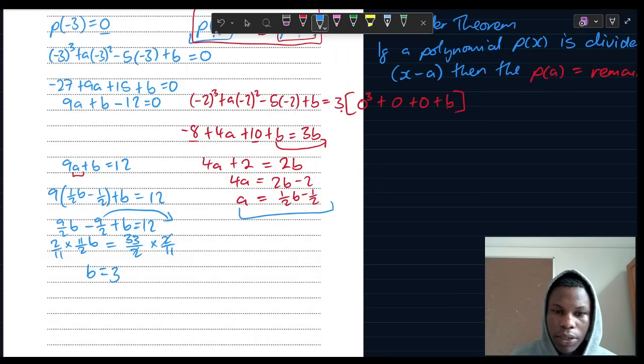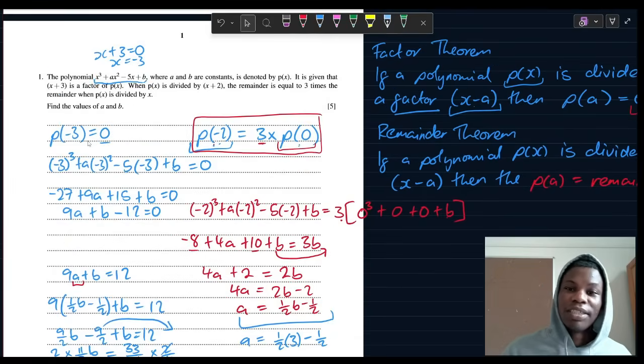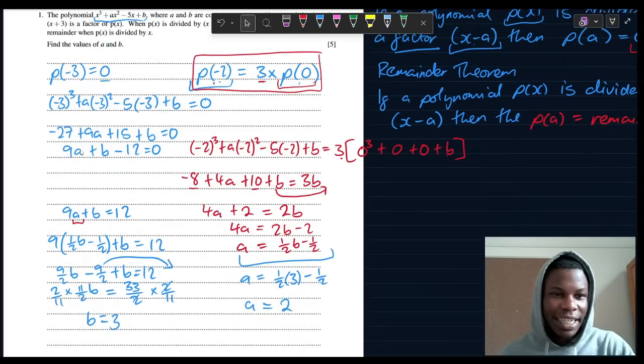And substitute into here, you get that a has to be half of b, which is 3, minus a half. So a is equal to 3 over 2 minus a half, which is 2. So we can conclude that therefore A is 2 and B is 3. That's your final answer. I think it's not a difficult question if you know the factor and remainder theorem. It's a giveaway, to be honest. So make sure to learn those theorems.